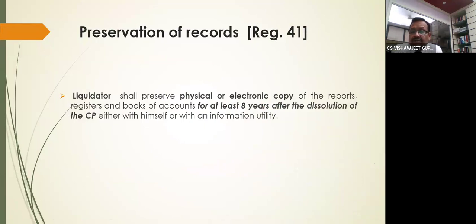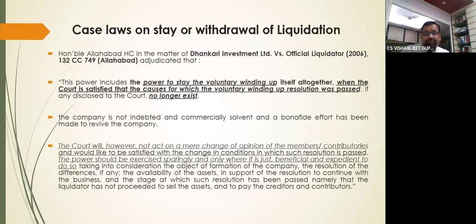Now, Regulation 41 says that the liquidator shall preserve the physical and electronic copy of the reports, registers, books of accounts for at least 8 years after the dissolution of the corporate person, either with himself or with an information utility. So for 8 years, you will have to preserve the physical or electronic copy of the reports, registers, and books of account. Means all the records are required to be preserved.